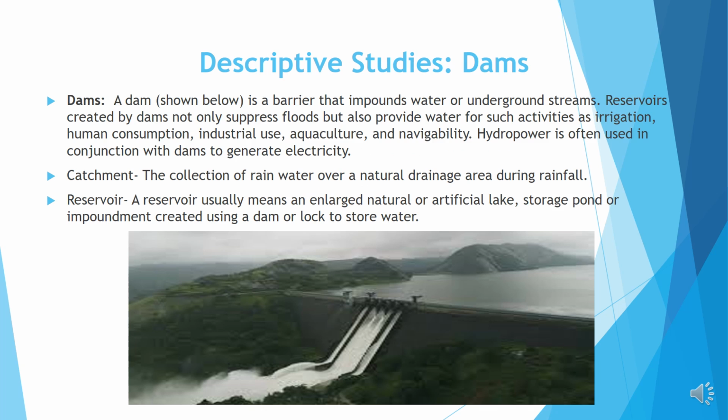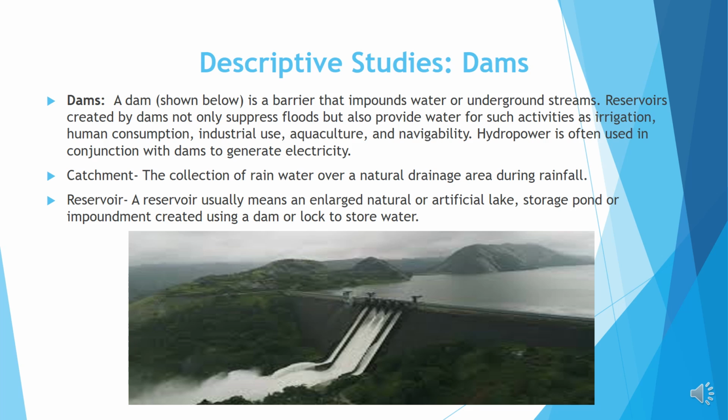Dams. A dam, as you can see below, is a barrier that impounds water on underground streams. Reservoirs created by dams not only suppress floods but also provide water for such activities as irrigation, human consumption, industrial use, aquaculture, and navigability. Hydropower is often used in conjunction with dams to generate electricity.